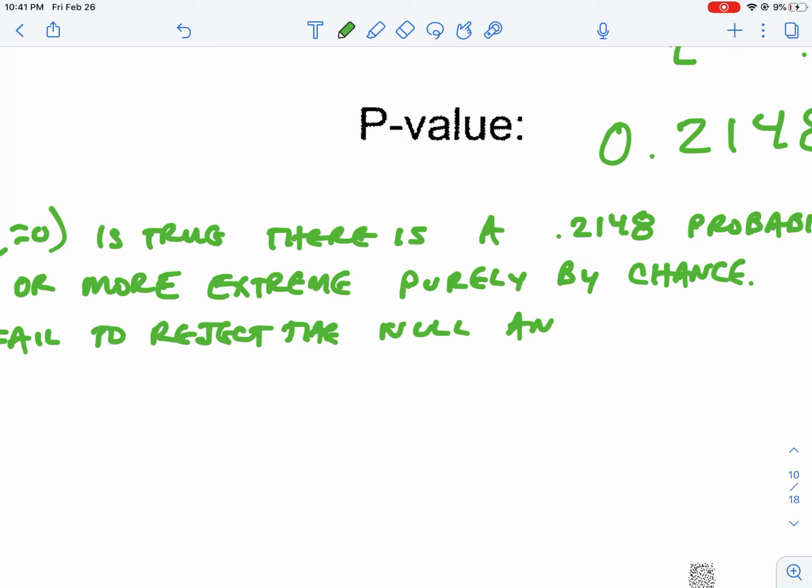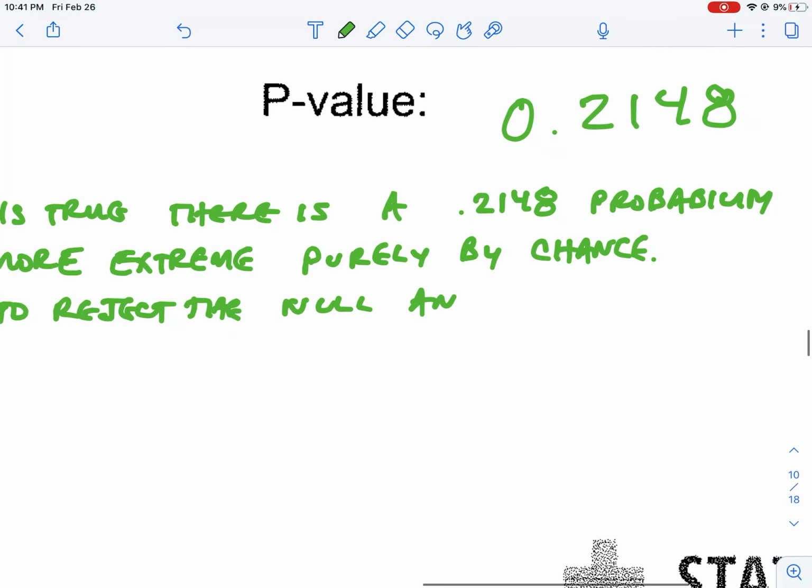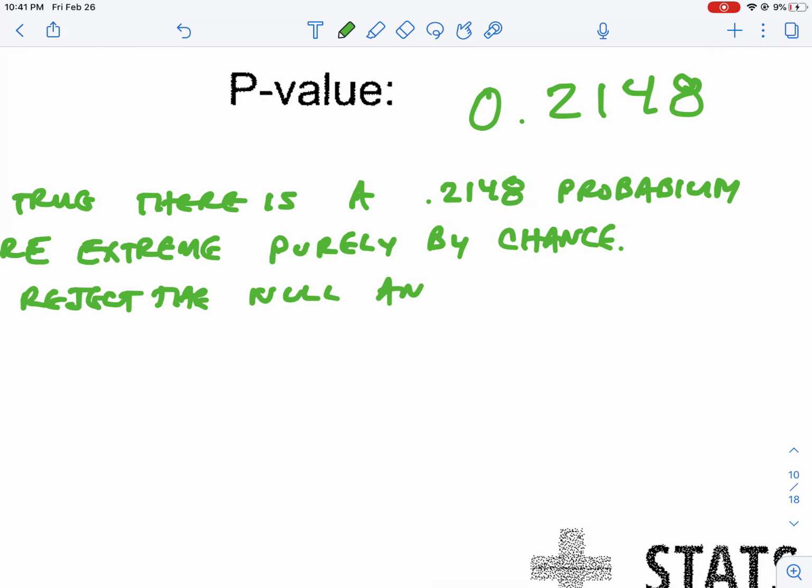And do not have convincing evidence that there's a high proportion of seniors going. So because we fail to reject the fact that it's equal to 0, we can't say that it's not that. We have to say we do not have convincing evidence that there's a higher proportion. So we're kind of convinced that that 0 could be the answer.